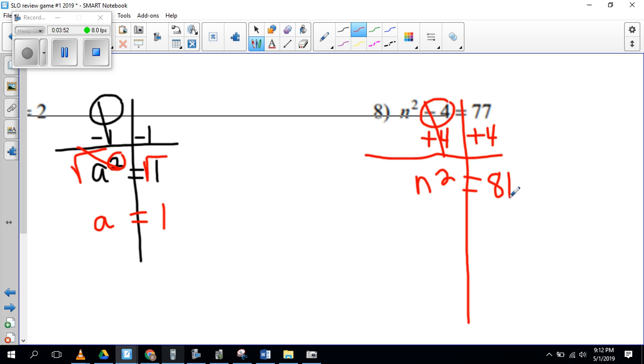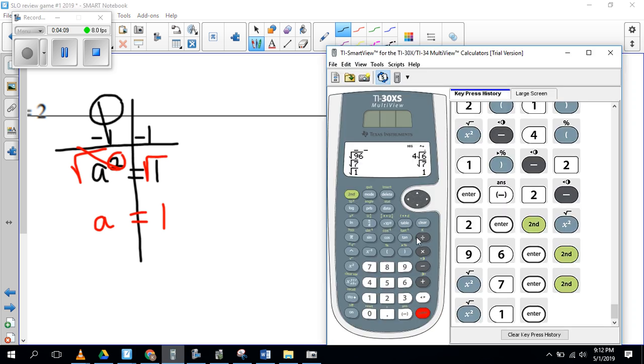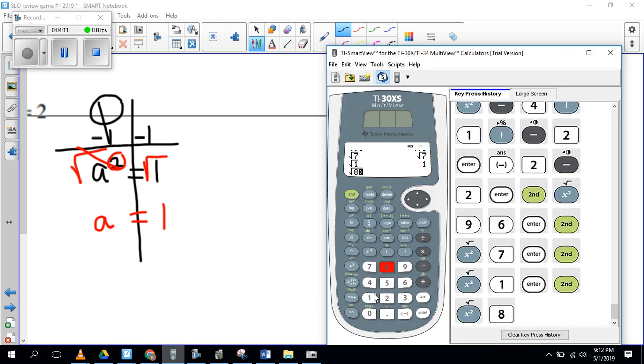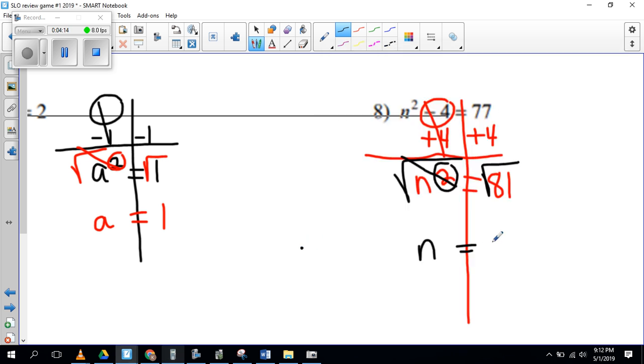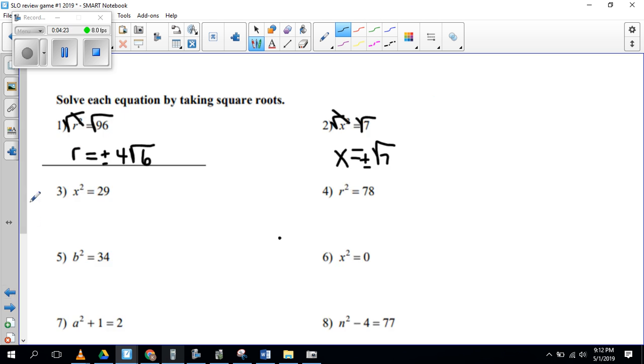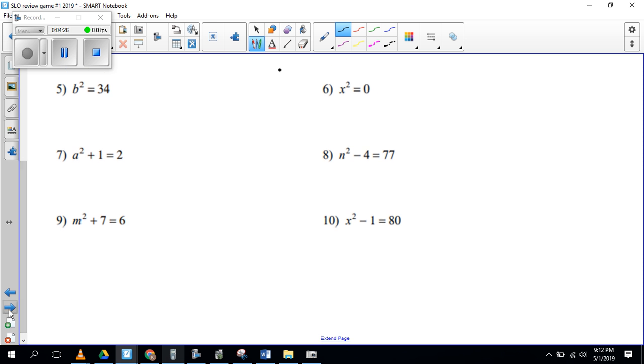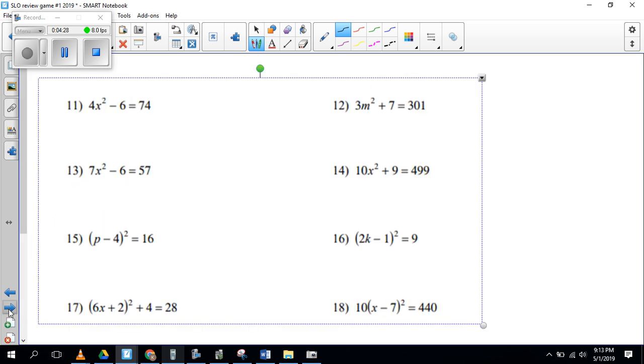Now this looks like our other problem. All we have with the variable is the squared. So we square root. It undoes that, and we're left with n. And then whatever we do to one side, we have to do to the other. So n equals, and if you didn't know, I'm going to go ahead and show you, the square root of 81 is 9. So we get n equals 9. Okay? So you can stop the video, pause the video, and then go and try the next ones. They should be similar to those. Okay? So the next one I'm going to do is 11 and 12.